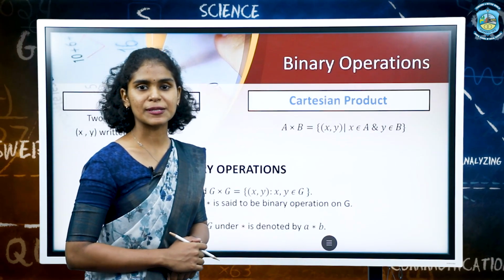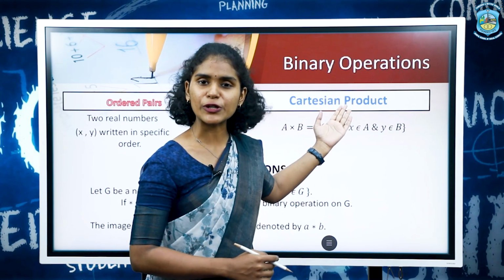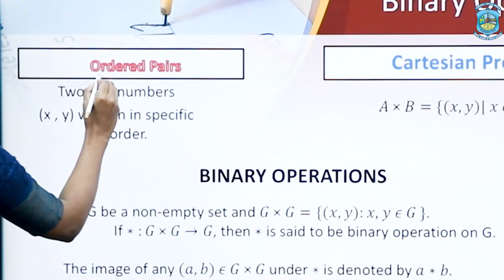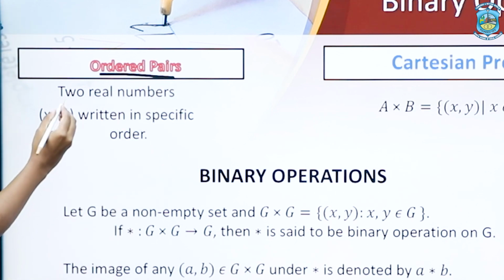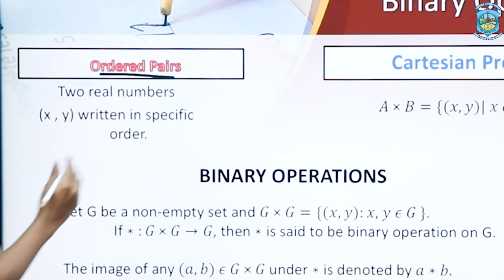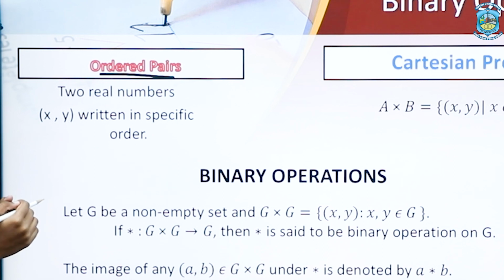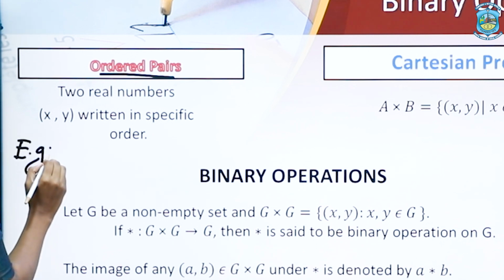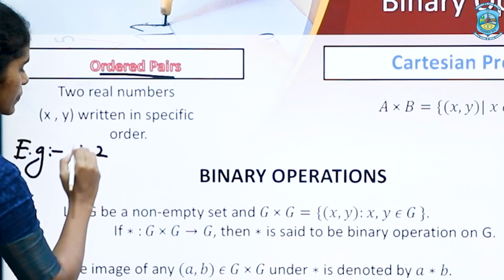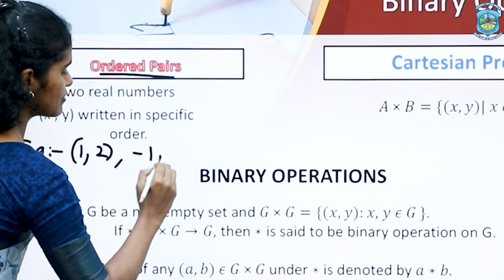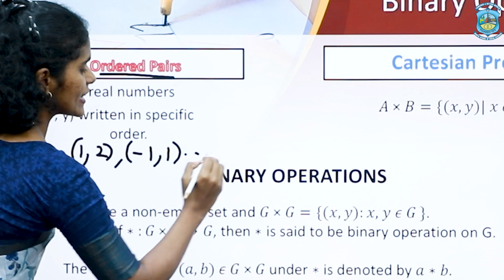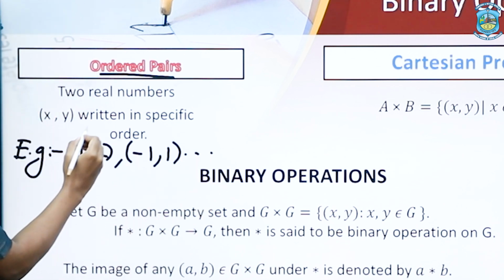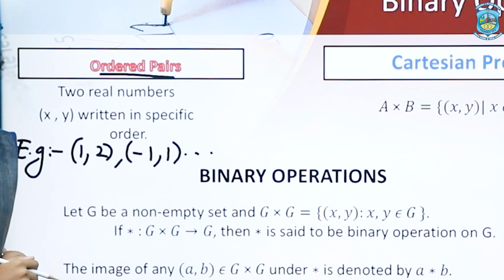Binary operations. Before moving into our main topic, let us recall some of the basic definitions. What is an ordered pair? Two real numbers x, y written in some specific order. We may see some examples: (1, 2), (minus 1, 1). These are all examples of ordered pairs where 1, 2, minus 1, 1 are real numbers.